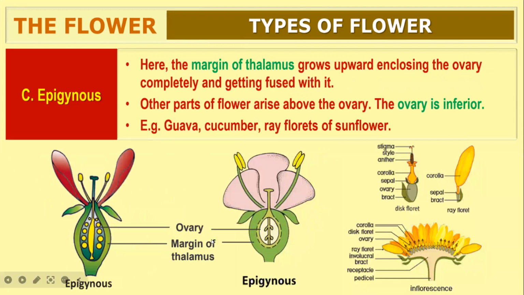Then epigynous. Here the margin of the thalamus grows upward enclosing the ovary. This green part is the thalamus. It is growing upward and closing the ovary, completely getting fused with it. Other floral parts arise above the ovary and the ovary is inferior. Example: guava, cucumber, ray florets of sunflower.